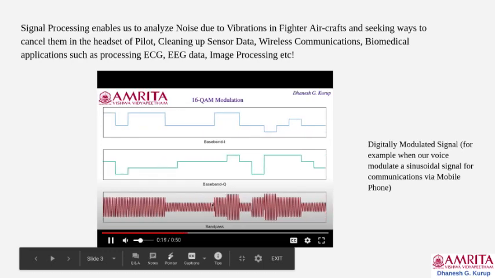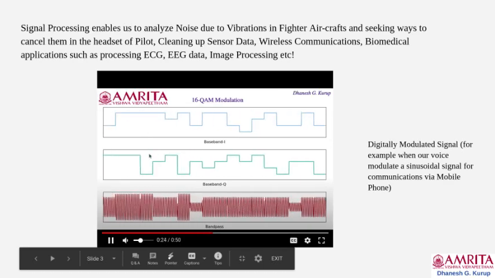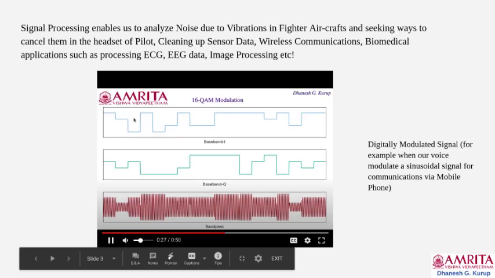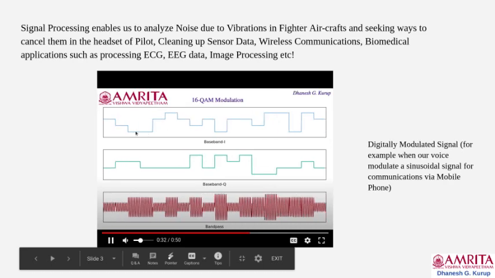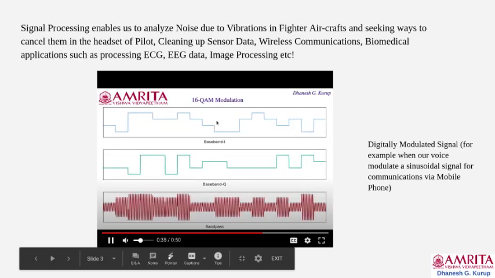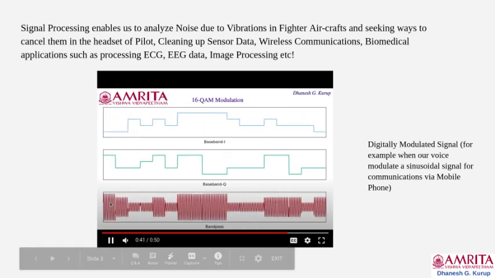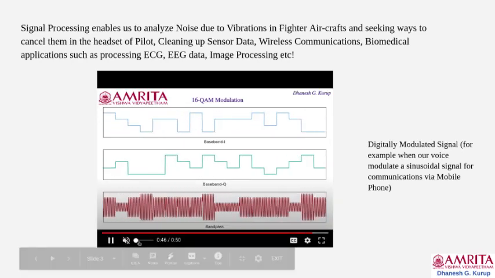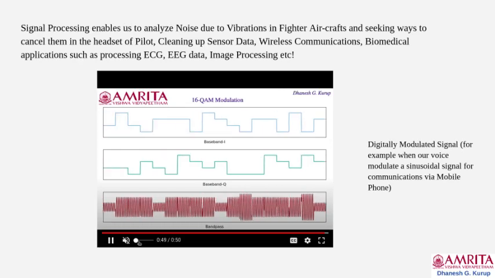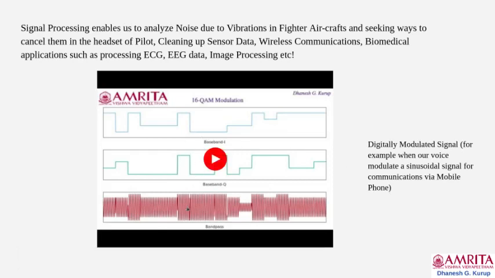As you can see, with time, the data changes, the binary data changes. When the binary data changes, the I and Q channels change. You see, the I is the top one, Q is the bottom one. And the changes in I and Q will change the phase and amplitude of the carrier. So that is how it works. So this is a digitally modulated signal. This is another application of signal processing where signals are processed to produce a high frequency carrier.